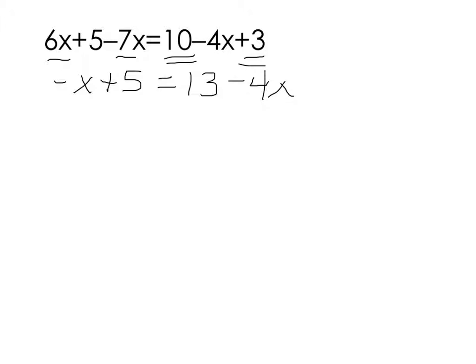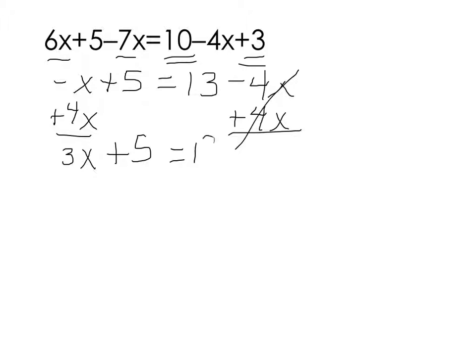So now we want to get all the x terms on one side together. I usually do that by eliminating the smaller of the two x terms, which is minus 4x in this case. The opposite of minus 4x is plus 4x. If we combine those two, we'll get 0, so the x's will be eliminated from the right-hand side. If we add 4x to the left-hand side, we'll have 3x. We still have the plus 5 equals 13.